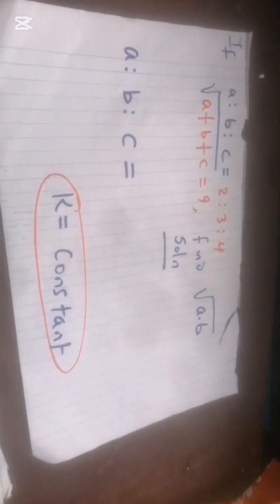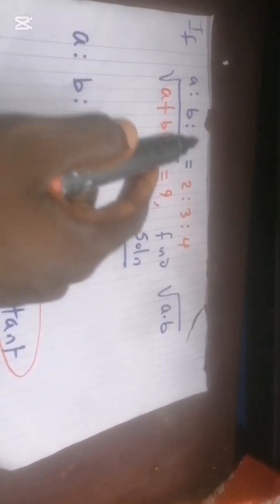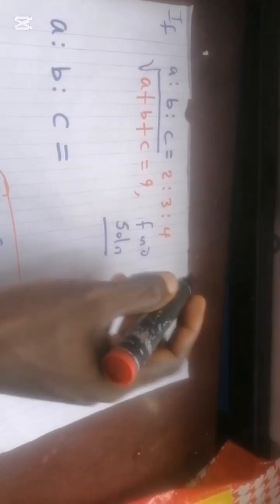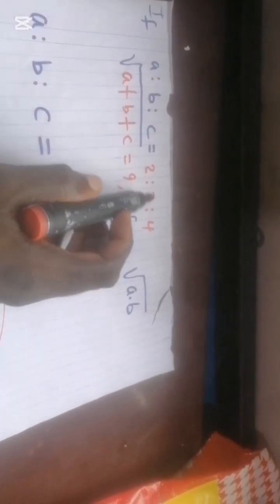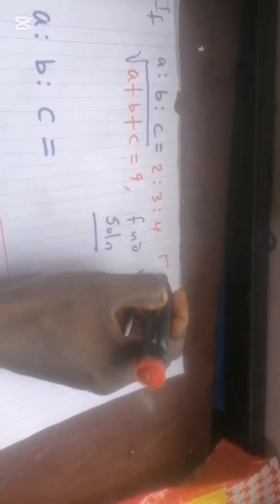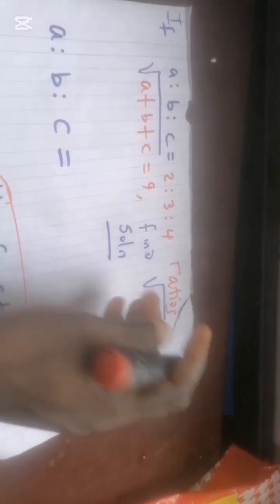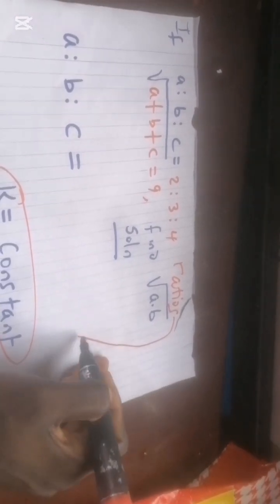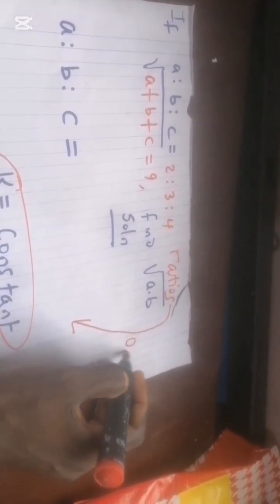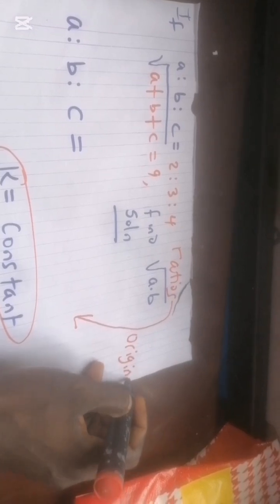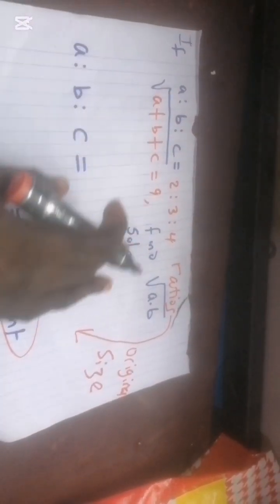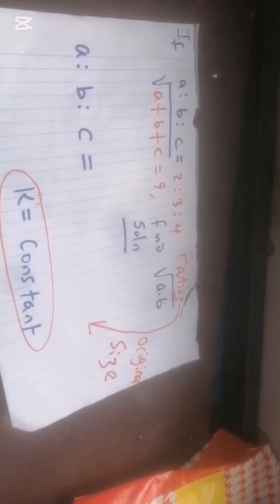You know that in this question, they said A ratio B ratio C is equal to what? 2 ratio 3 ratio 4. Yes, that's correct. Now, this means that these 2 ratio 3 ratio 4 are actually ratios. Do you understand? They are ratios. But if you want to know the original size of this thing, let me write it down. I want to know the original size of this ABC.